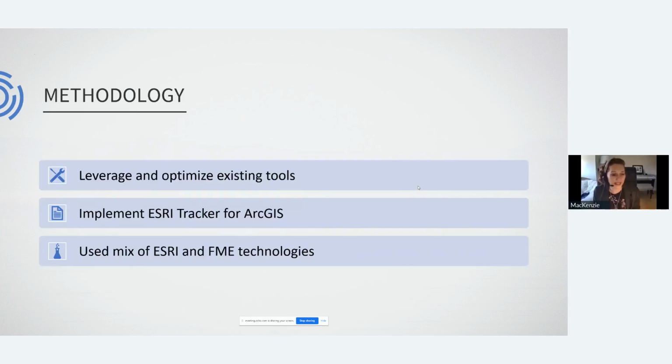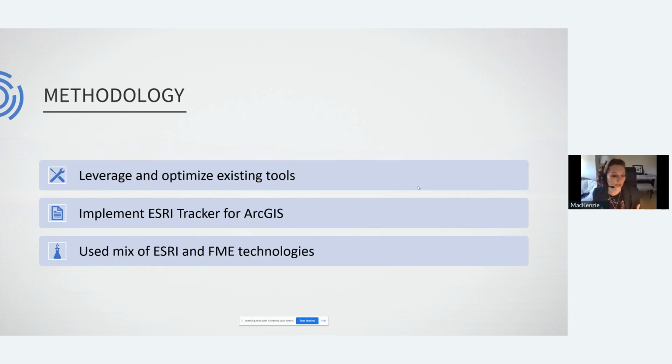So the methodology is, again, they decided to leverage existing tools, but also implement new ones. When they did this project, it was at the introduction of Tracker for ArcGIS. So they had to make a decision on whether they were going to go with Collector or Tracker. Collector was the original plan, but as Tracker was brand new, there was a bit of uncertainty. They decided to go with Tracker for ArcGIS, which ended up being the right solution for them at the time because it was more attuned to the type of data capture they needed to do.